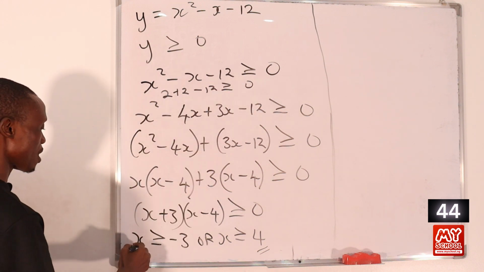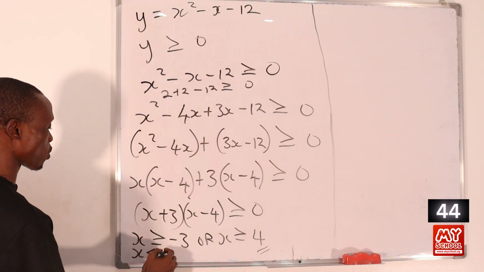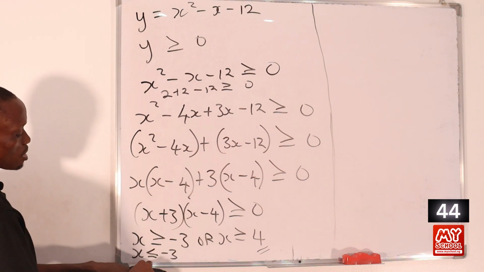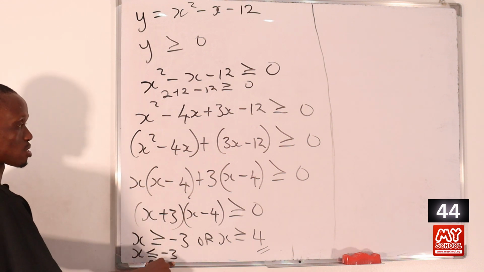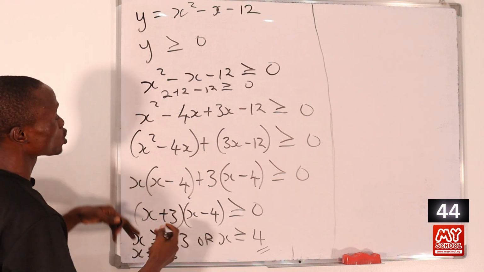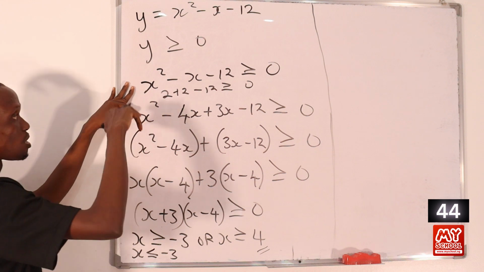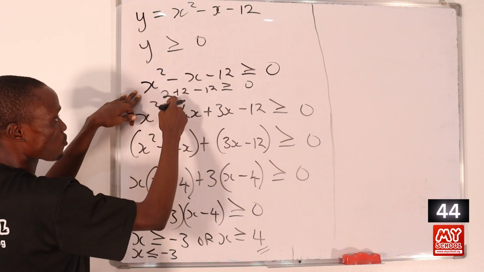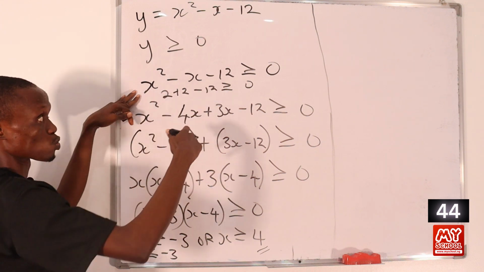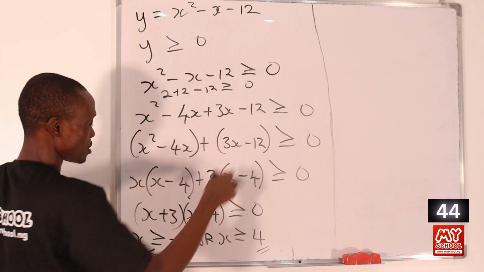So in that case, x here will be less than or equal to minus 3. So that if we take any value that is less than minus 3, in that case, which will be minus 4. So if I substitute minus 4 into this inequality, I'll be having 16, then plus 4 minus 12. And that will be equals to 8, which is greater than 0.